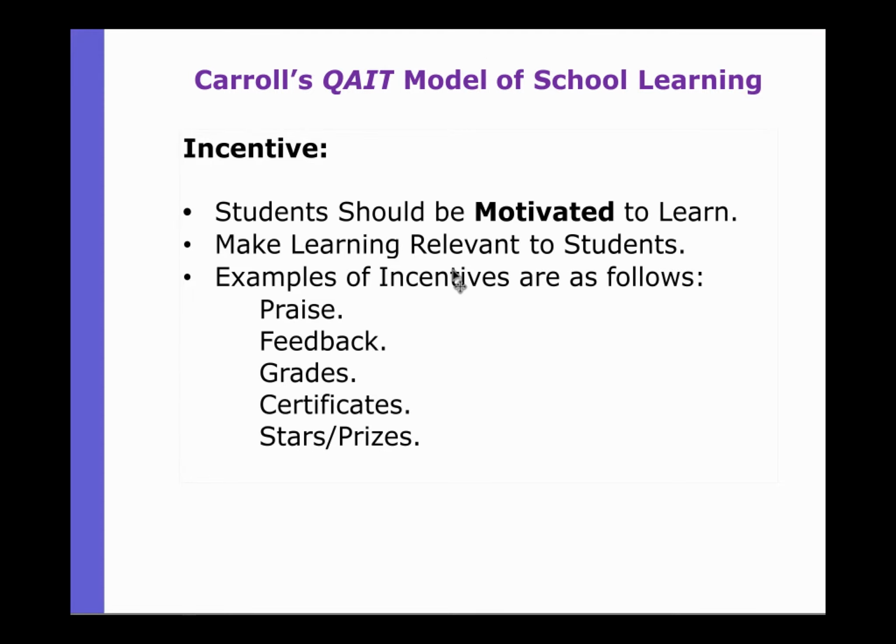Carroll's model of school learning also talks about incentives. Students should be motivated to learn. To make learning relevant to students, you have to make it relevant to their lives. It has to seem to be something that they're interested in or that they can see usefulness out of. Examples of incentives are praise, feedback, grades, certificates, stars, prizes, recognition that what they're doing is worthwhile.